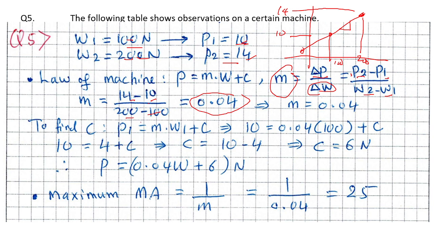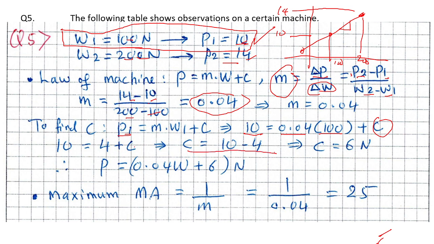Then, going back to the equation of the law of machine, you have effort. For example, we use the first point, the first observation. You have effort is 10, the slope that we calculated, and the load, which is 100, and you can get the value of C. By mathematical operation, C is equal to 6.